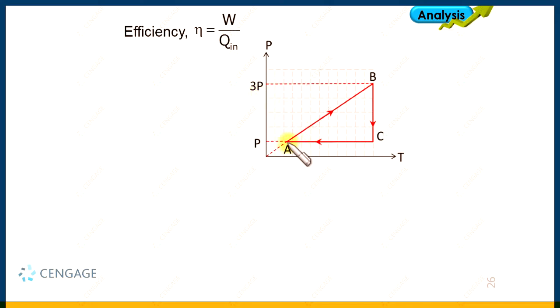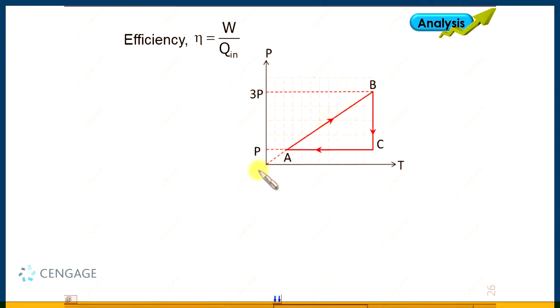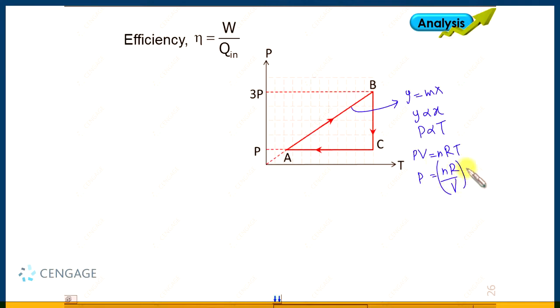Let us move one by one. Let us analyze the process first, A to B. We can observe this is a straight line, with constant slope and passing through the origin. That means mathematically we can write this equation as y equal to mx, and m is constant, that is y is proportional to x. On the y axis we have P, on the x axis we have T, that is P proportional to T. And we have the ideal gas equation, we can write PV equal to nRT, right. Here we can write P equal to nR divided by V multiplied by T.